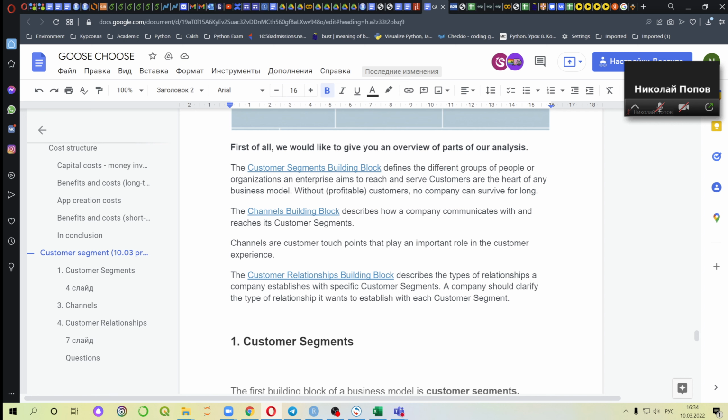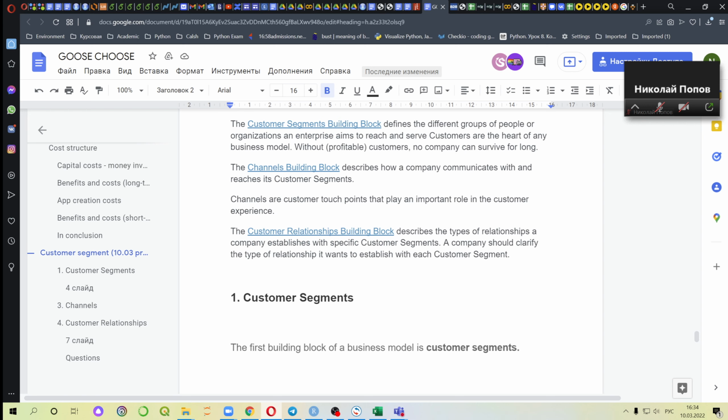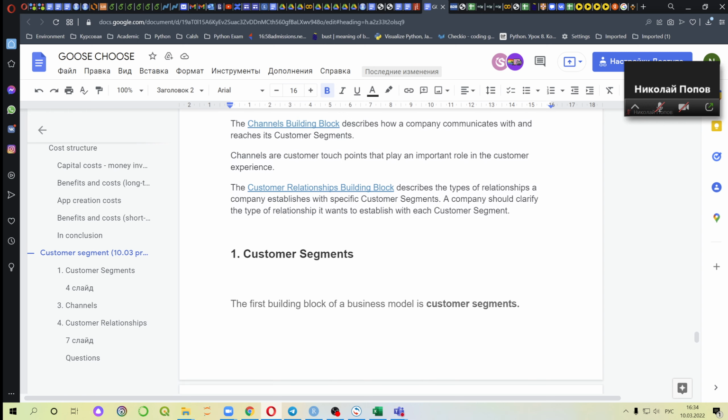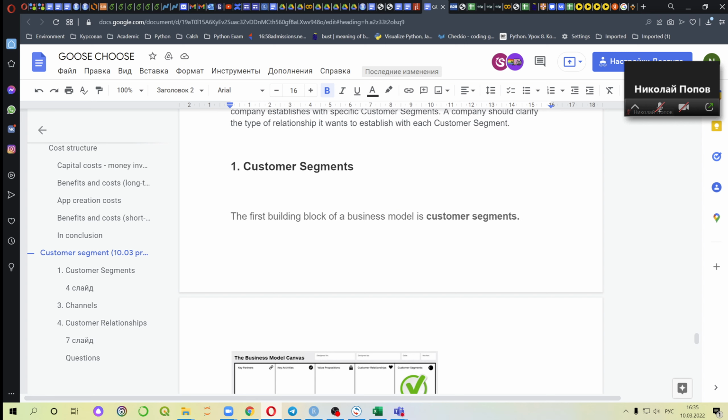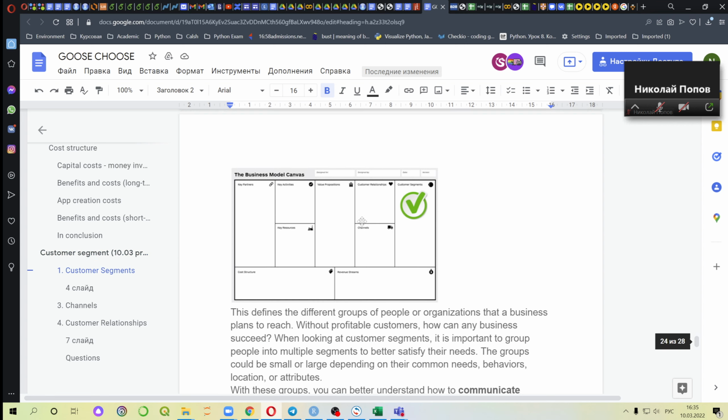The channels building block describes how a company communicates with and reaches its customer segments. Channels are customer touchpoints that play an important role in the customer experience. And finally, the customer relationship building block describes the types of relationships a company establishes with specific customer segments. A company should clarify the type of relationship if it wants to establish a good relationship with the segment. So, the first building block of a business model is customer segments.